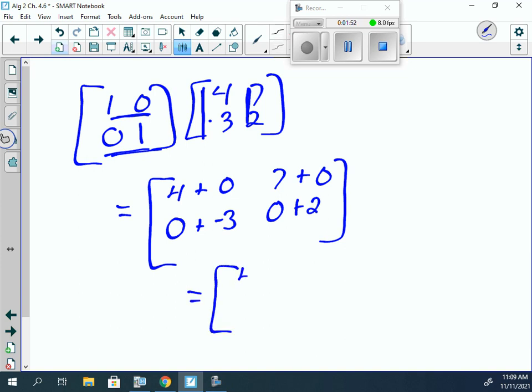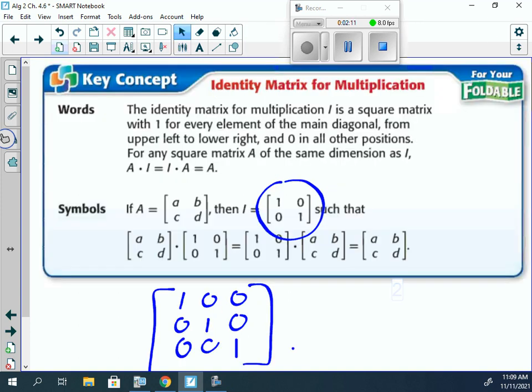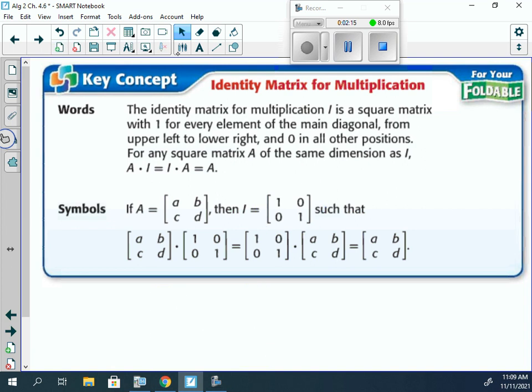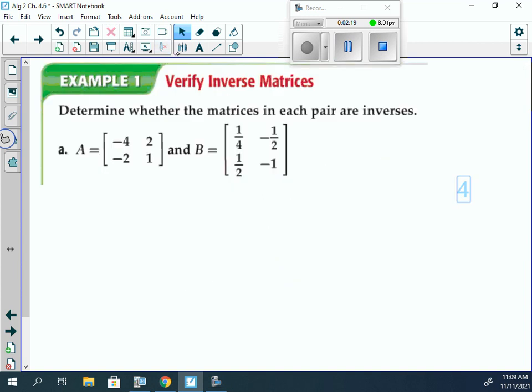which will tell us that we would have 4, 7, negative 3, and 2, which is actually the matrix we started with. This one here, multiplying by the identity matrix, would be the only time we can multiply by the left and the right and get the same thing. And that's essentially what this is saying. We can multiply by the left and right and still get the same thing.